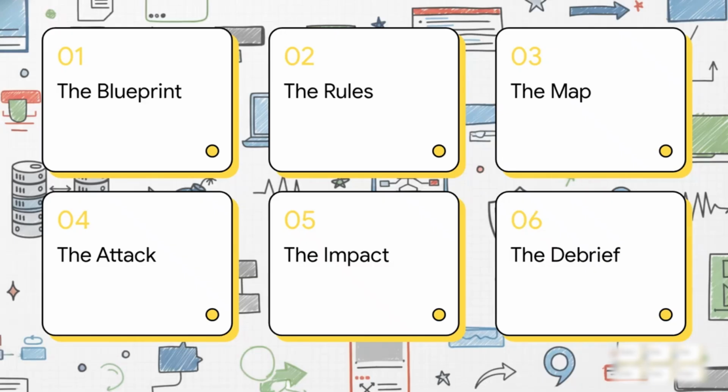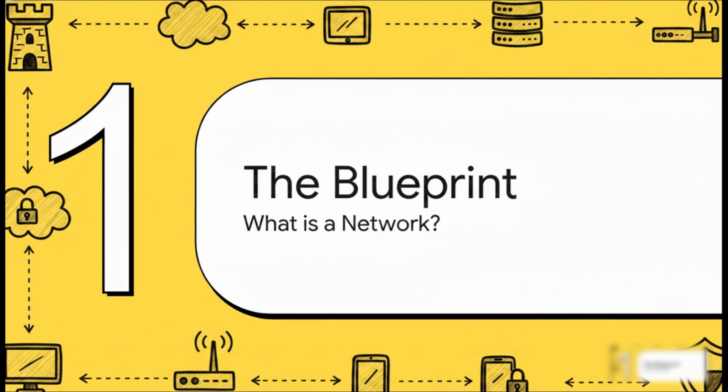So our journey today is going to follow the 6 main stages of a professional penetration test. We'll start with the blueprint, figuring out what a network even is. Then we'll set the rules for the hunt. After that, we'll draw our map, launch the attack, see what the damage is, and finish up with the final report. Let's get started. First things first, you just can't test a fortress without knowing its floor plan.